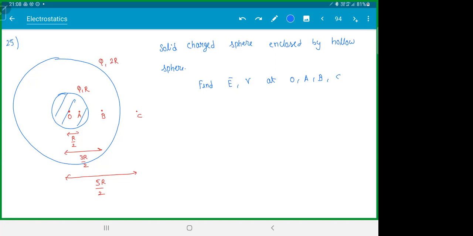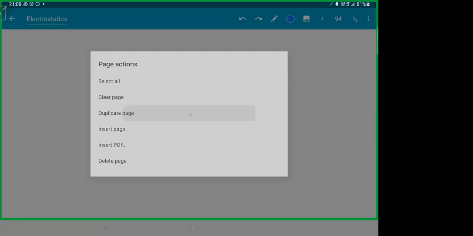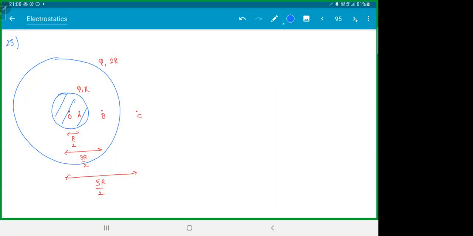Let's keep going. What is the answer for the first one? Let me show you each one. So what I will do is take the solid sphere and hollow sphere separately. You just need to add them.